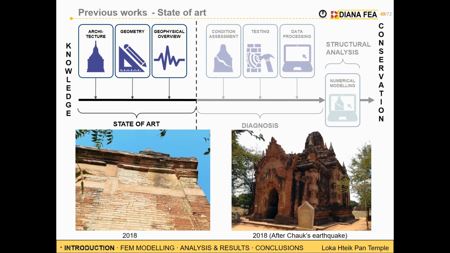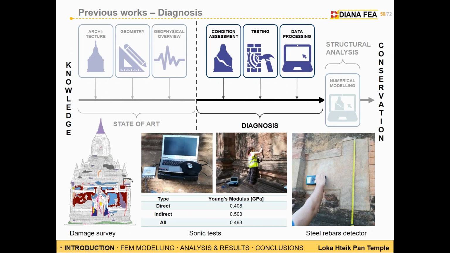From this picture, you can notice that we have original fired clay bricks, but also more modern bricks. As we have done for Carmo Convent, we needed to perform non-destructive tests to obtain the material properties of the structure. So we performed sonic tests to understand the Young's modulus of the bricks, but also of the reinforced concrete beams, and then we also utilized a steel rebar detector to get an idea about the location of the ties and their diameter.